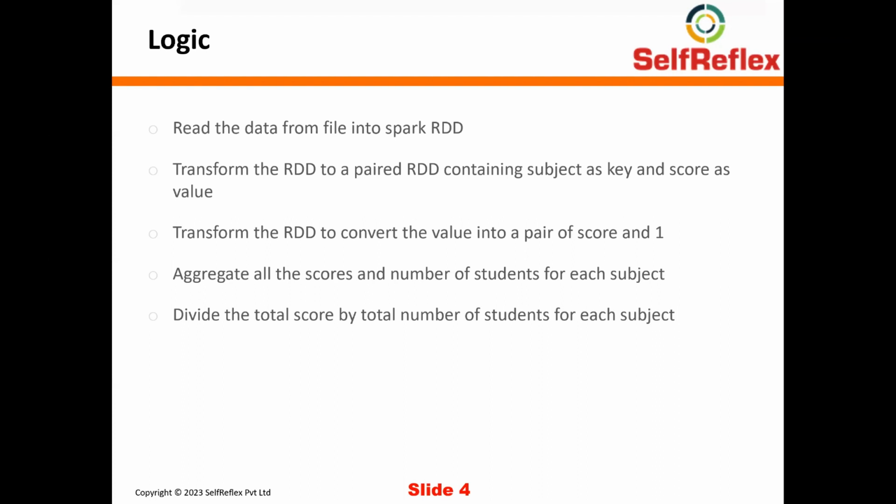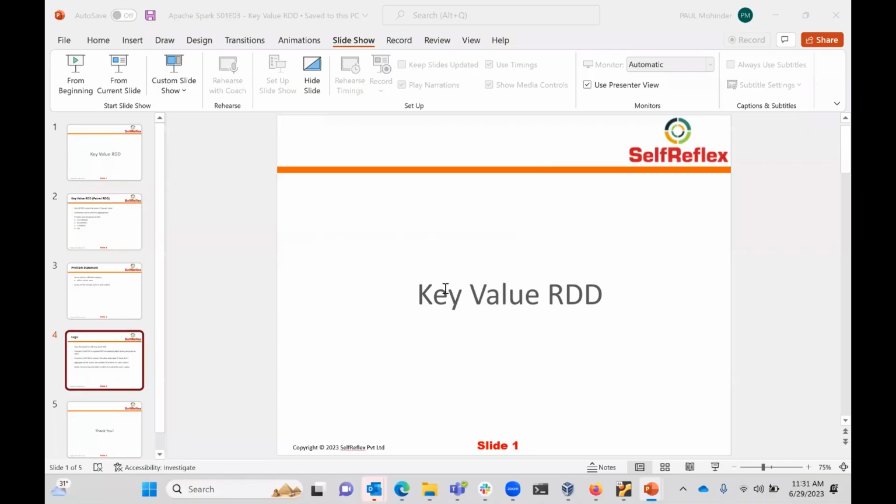So for now, let's just say that we are going to convert this RDD into another RDD where you have key as the subject and your value has two elements. One is the score and another is a constant 1. Okay. Now, as I said, we are going to aggregate all the scores together and all the ones together. So you get two numbers for each subject. One is the total score and one is the total count of students for that subject. And finally, you divide that total score by the total number of students and you get the average score per student for each subject. All right, so let's jump to the code.